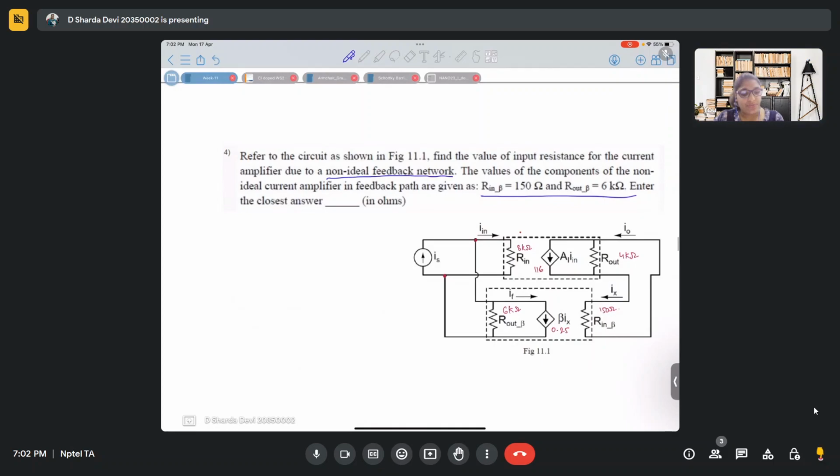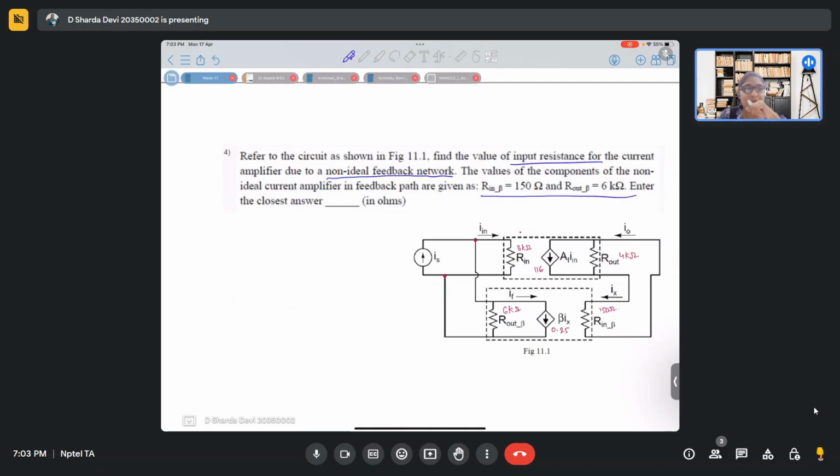So we have to consider the effect of these two parameters, and what we have to find is the input resistance. So how will the input resistance change? Earlier the input resistance reduced by a factor of 1 plus A beta. Earlier our Rn changed to Rn upon 1 plus A beta.